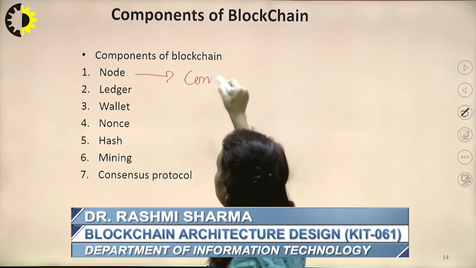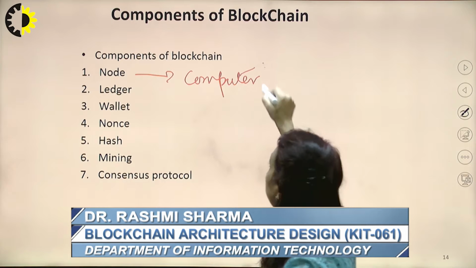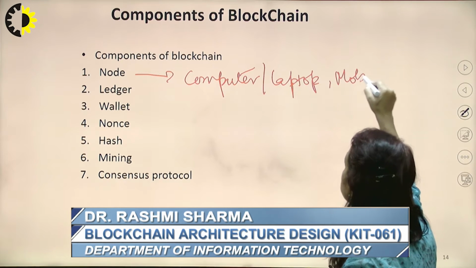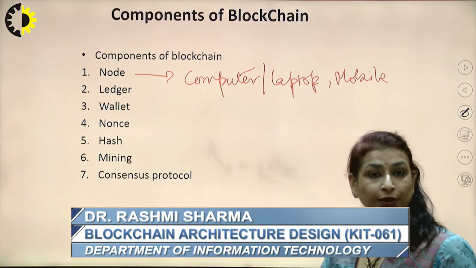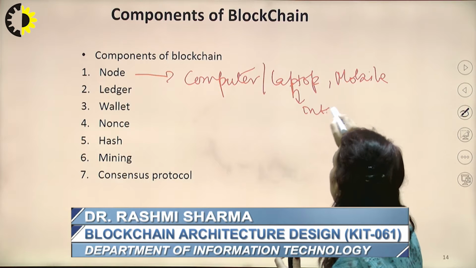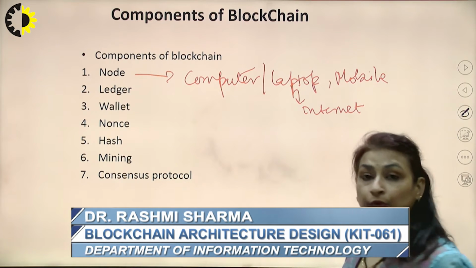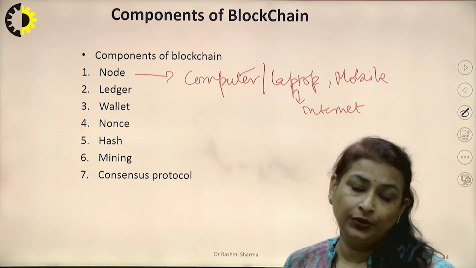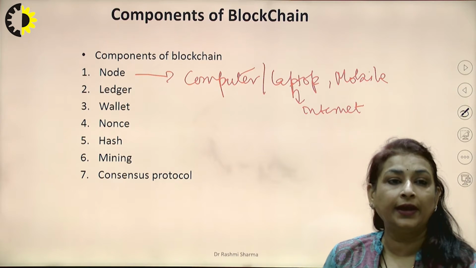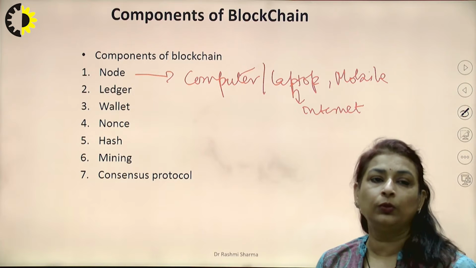That particular hardware component can be your computer, or I should say your laptop, your mobile device, which is being added in that particular network, and it should have an internet connection along with it. So the hardware component, your laptop, your desktop, or your mobile phone which is connected to the internet can become a node in this particular blockchain.